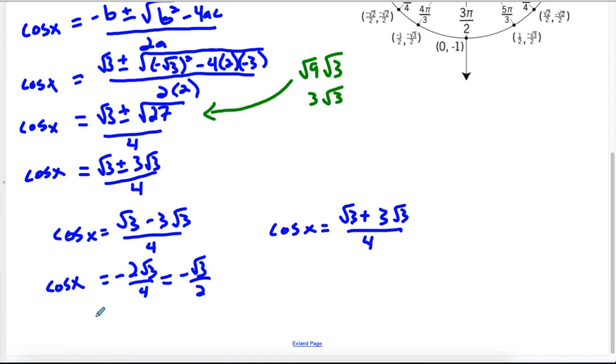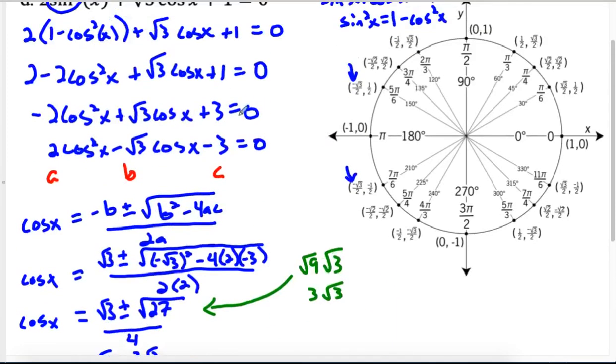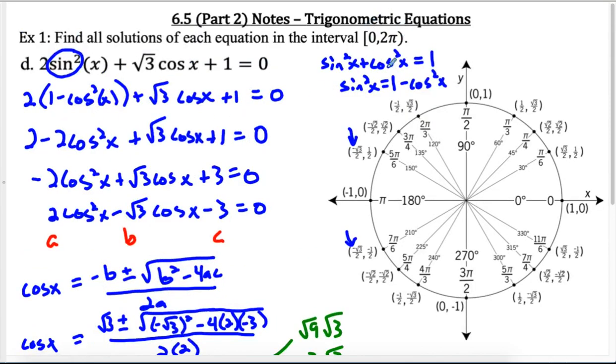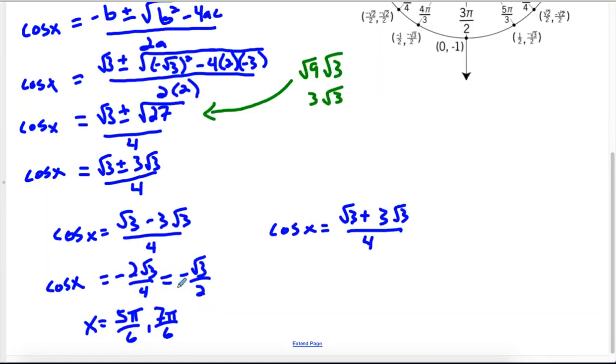All right, so here, this yields two answers, 5 pi over 6 and 7 pi over 6. All right, and again, we are just looking for values in between 0 and 2 pi, so I do not need to tack on my plus 2 pi n's here.